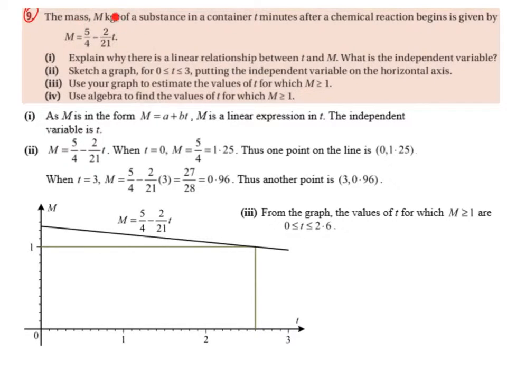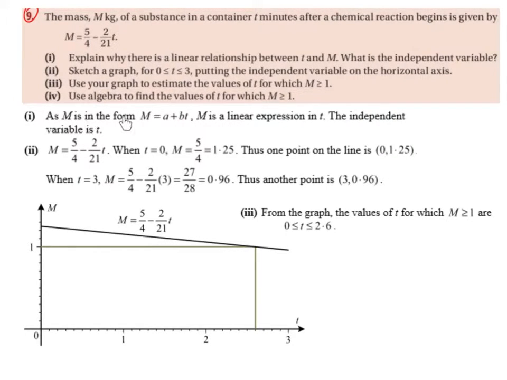The mass, m kilograms, of a substance in a container, t minutes after a chemical reaction begins, is given by m is equal to 5 over 4 minus 2 over 21t. So the t representing minutes and the m representing mass. Part 1. Explain why there is a linear relationship between t and m, and what is the independent variable.